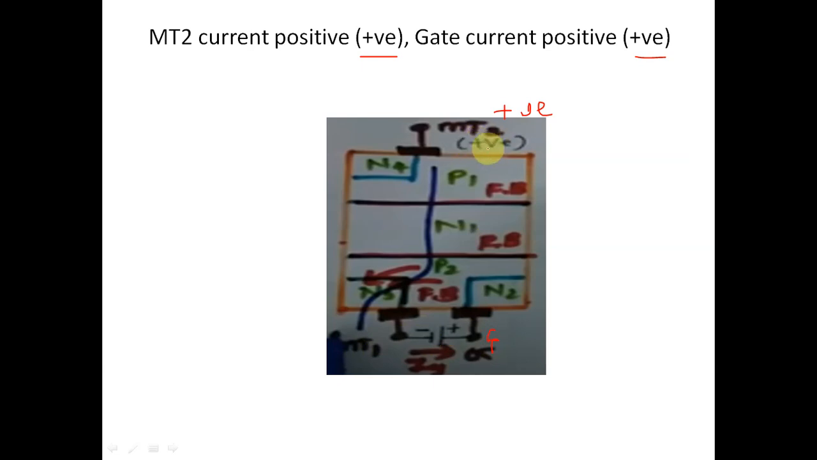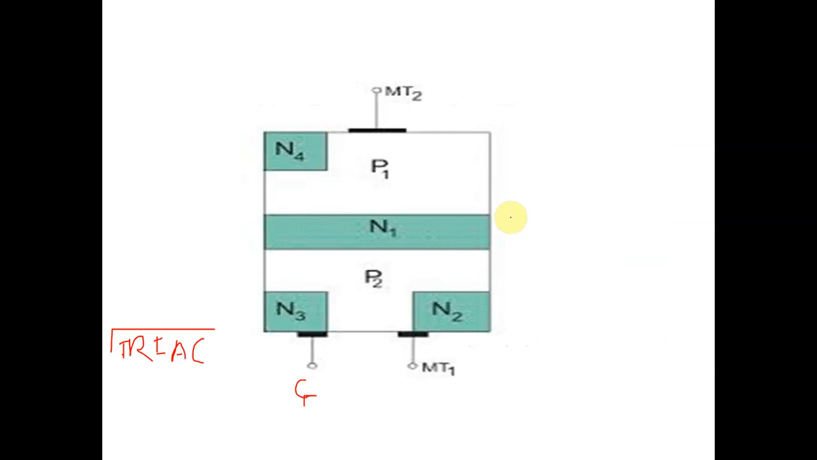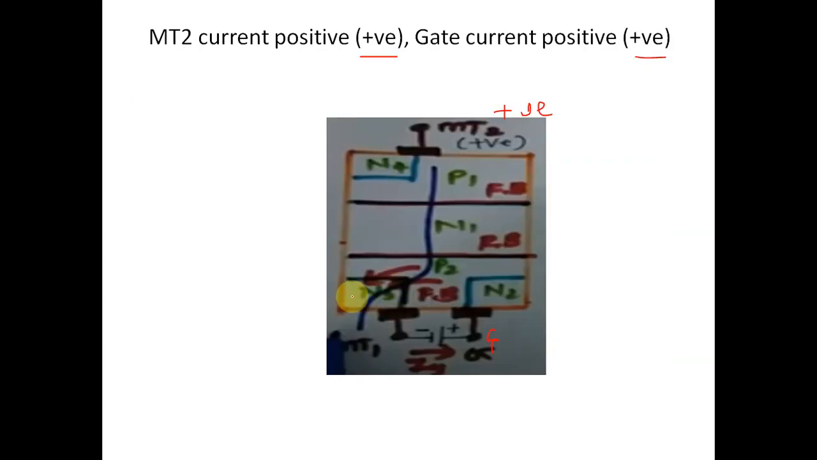With MT2 terminal positive, two junctions are generated. Look here. In the triac there are two junctions present. This one is the J1 junction, generated because of the P1 N1 structure, and the J2 junction is generated because of the N1 P2 structure. J1 junction is made in between P1 and N1, and J2 junction is made in between N1 and P2. So this one is the P1 N1 junction, the J1 junction, and this one is the J2 junction.